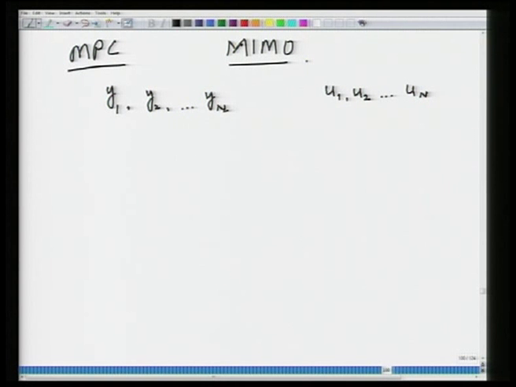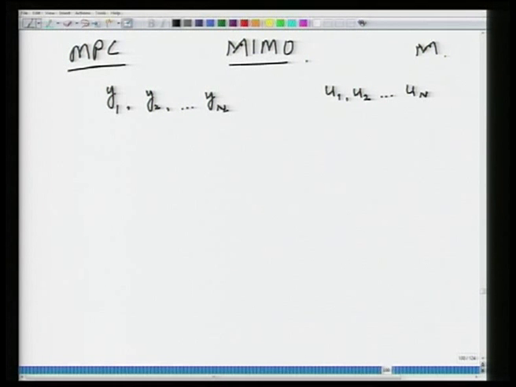Now, if I want to predict, for the sake of convenience, let us just assume that we are predicting y1 to yn over the next p time instants, and u1 to un are going to be moved, or the control horizon for each one of them is again m. Just for the sake of convenience, it is not necessary. Okay. So, prediction horizon is p for all the outputs, control horizon is m for all the inputs. Okay. Just for the sake of convenience, let us say we are doing it like this.